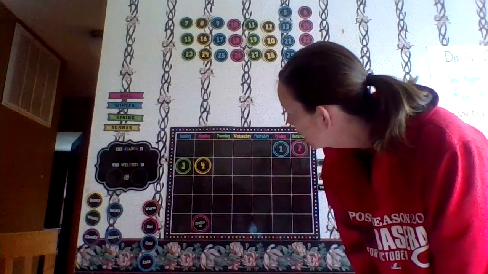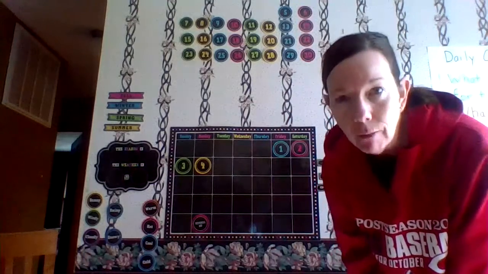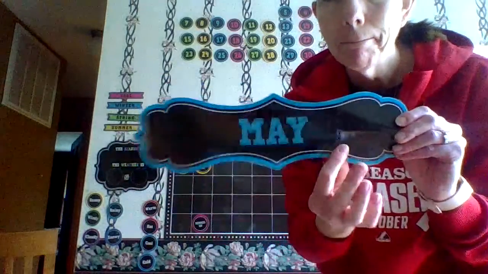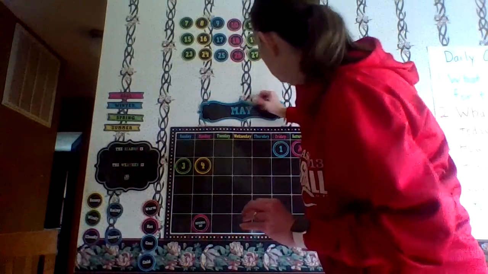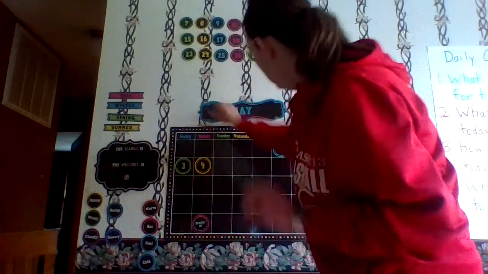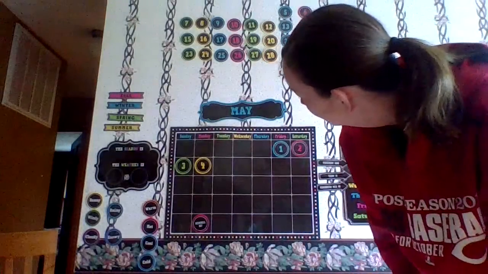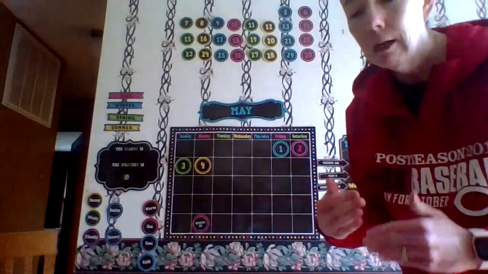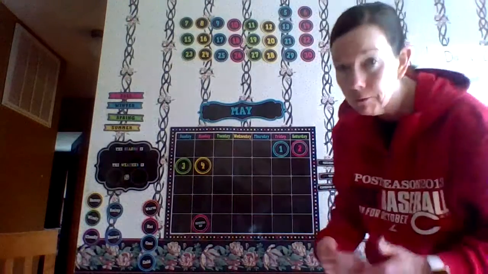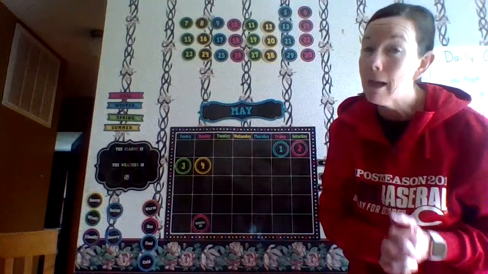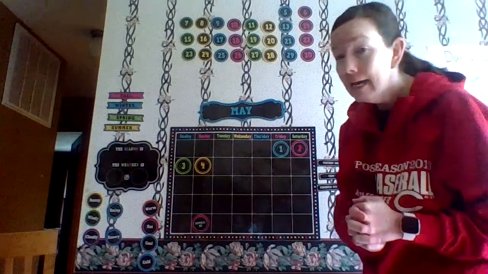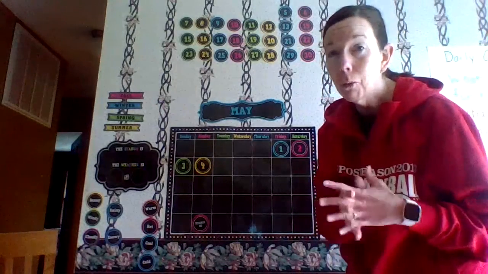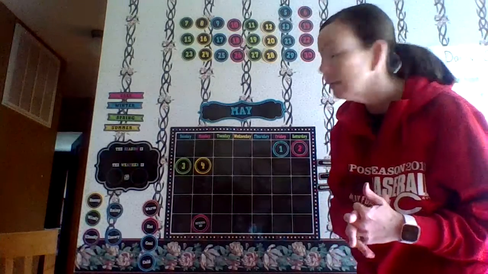Now, the month. We have a new month. May. The month is May. Look at that. Each month ends and a new month begins. So we're going to have a different number for the month. And today is what number of day? What number are we on the calendar?